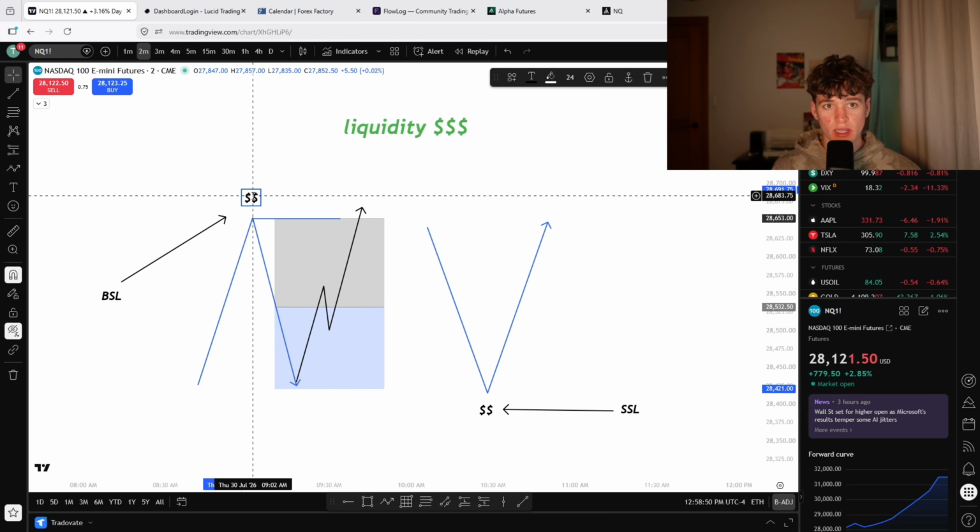And then we keep going here. And we form some more buy side liquidity. So I think you guys are kind of getting the point here. There's some buy side liquidity. And then we sweep our buy side liquidity. Let's see what happens.